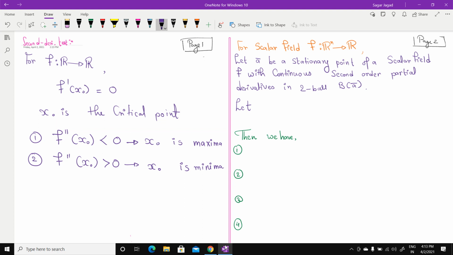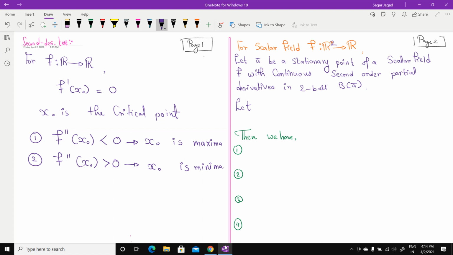Okay, so after this I'll give you the test for it. This is nothing but the second derivative test for a function from R2 to R. The test requires a Hessian matrix, so let me give you that.